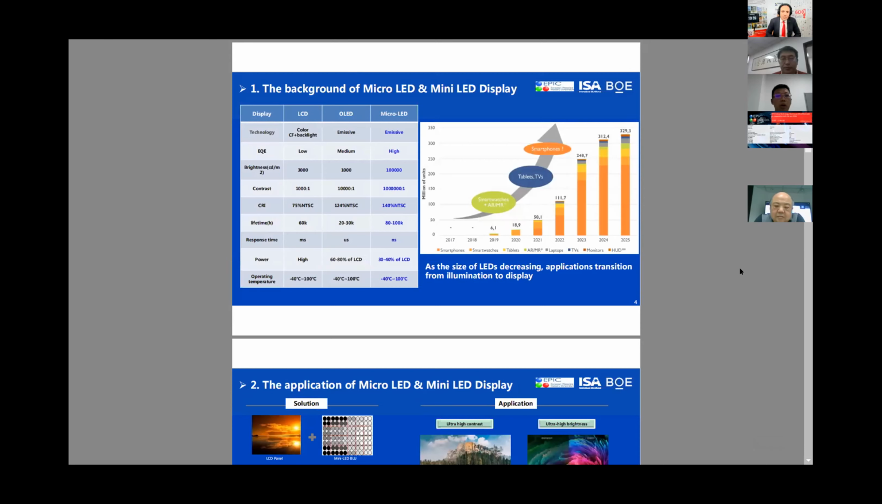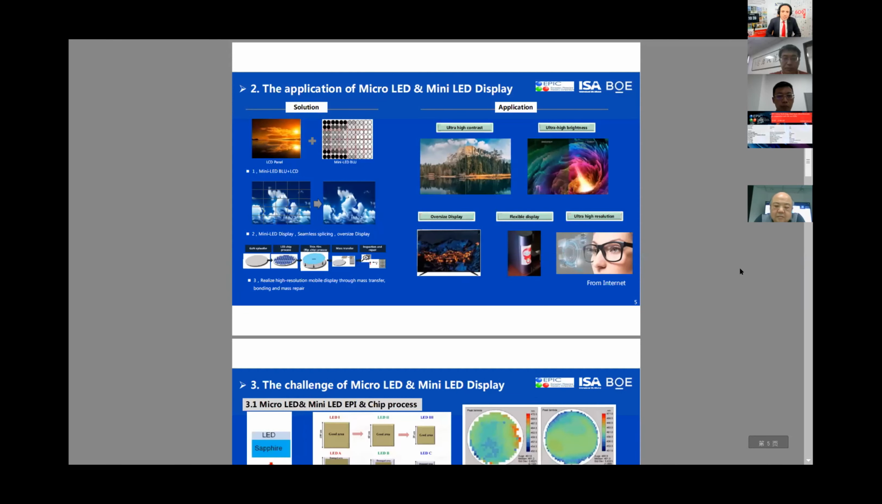Compared with traditional LED or OLED, micro LED has a lot of natural advantages. For example, high EQE, high luminance, high contrast, high color gamut, as well as long life cycle, very short response time, and low power. Very extreme advantages here.